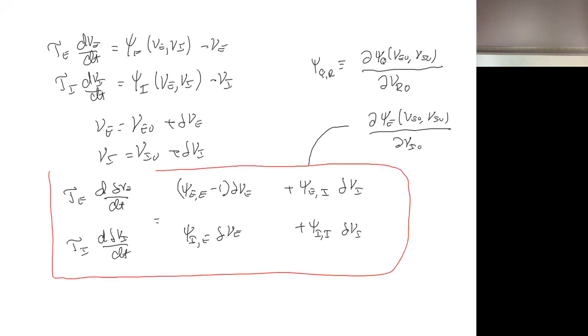Okay, so this is the equation we want to solve. And what we want to know is, as time goes on, if delta nu E and delta nu I start off small, do they stay small? What we're going to do is divide both sides by tau E on this side, and by tau I on this side, and write this as a matrix equation. For those of you who know linear algebra, this should be pretty easy. For those of you who don't, it might be kind of hard.